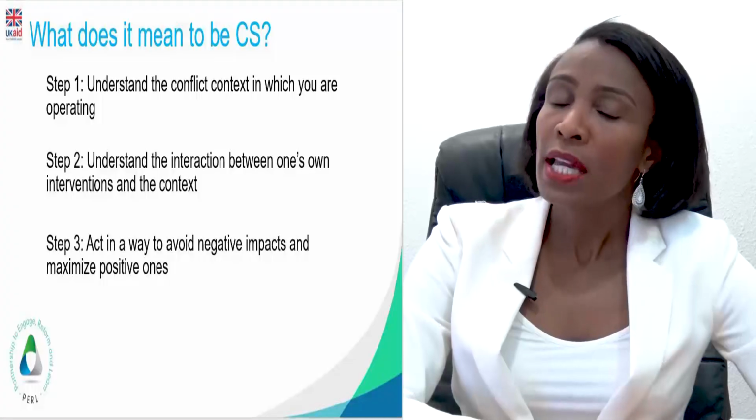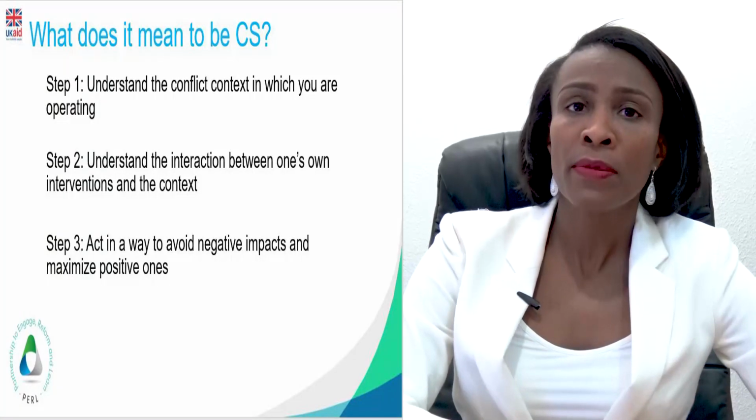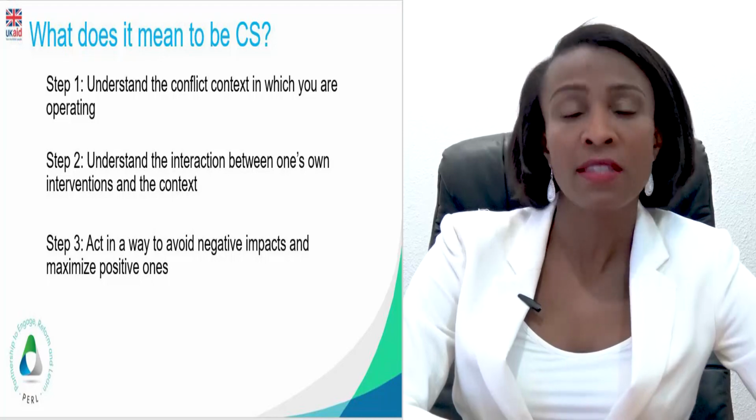Conflict sensitive approaches to programs such as PERL are composed of 3 steps. Number 1, it means that PERL as a program understands the context that it's working in. How does it do that? PERL tries to use political economy analysis and conflict and gender analysis on a regular basis in the program to understand the context where we are working.